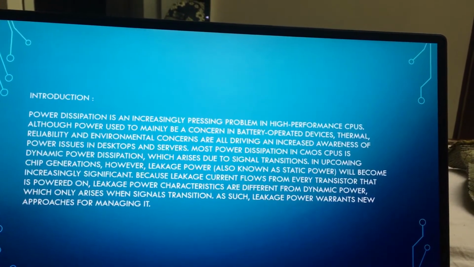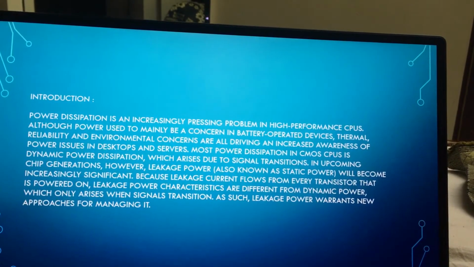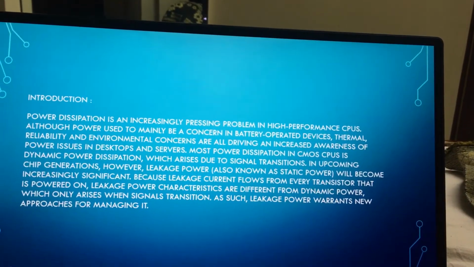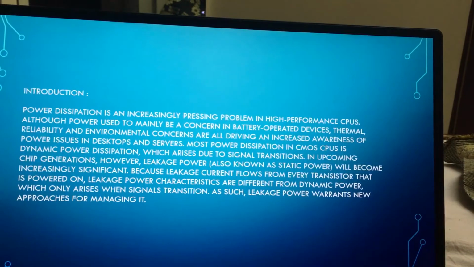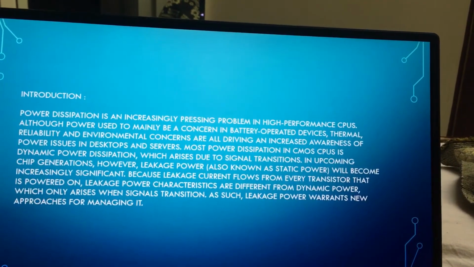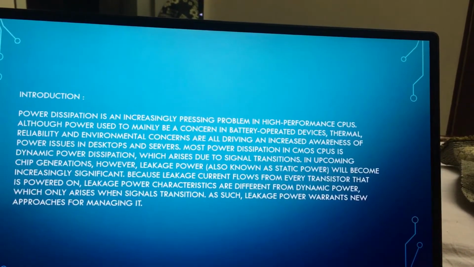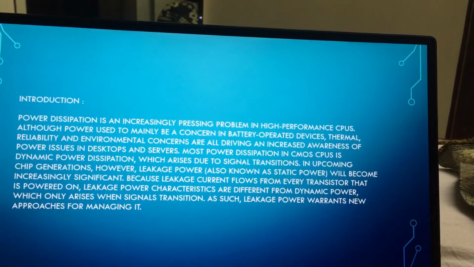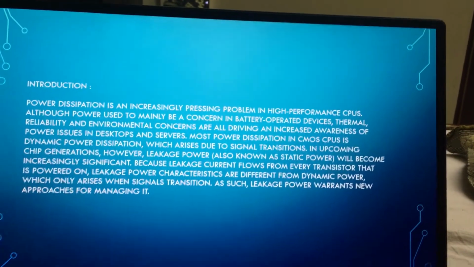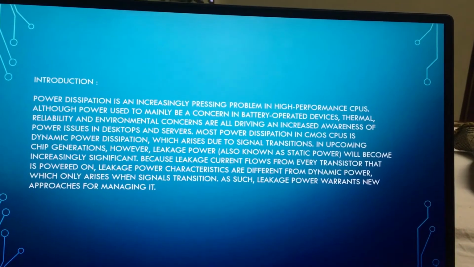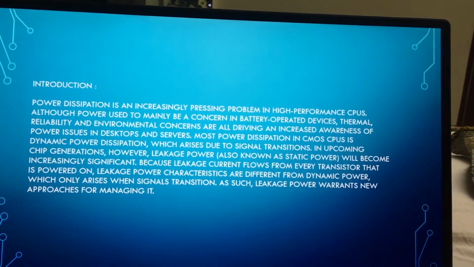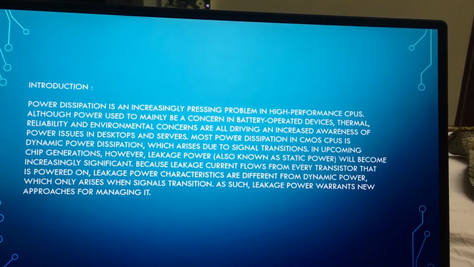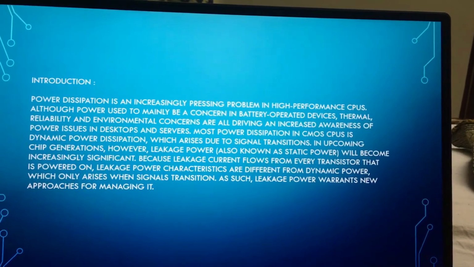In upcoming chip generations, however, leakage power, also known as static power, will become increasingly significant because leakage current flows from every transistor that is powered on. Leakage power characteristics are different from dynamic power, which only arises when signals transition. As such, leakage power warrants new approaches for managing it.